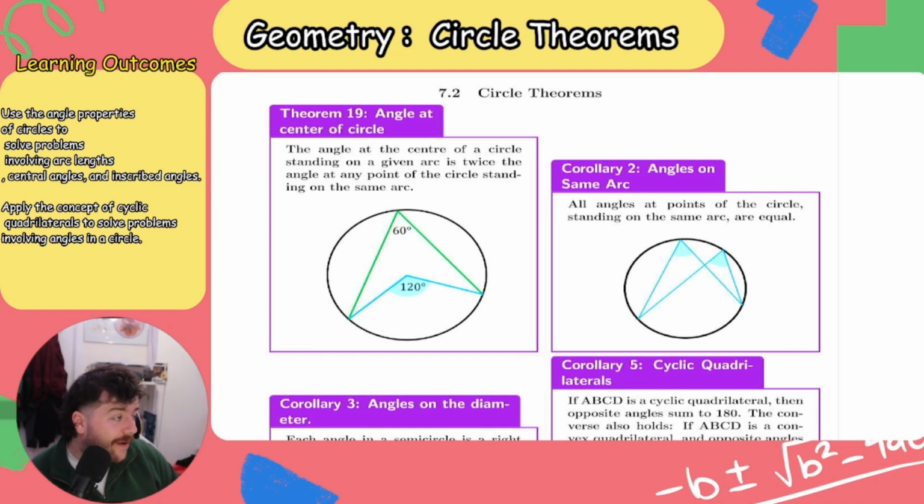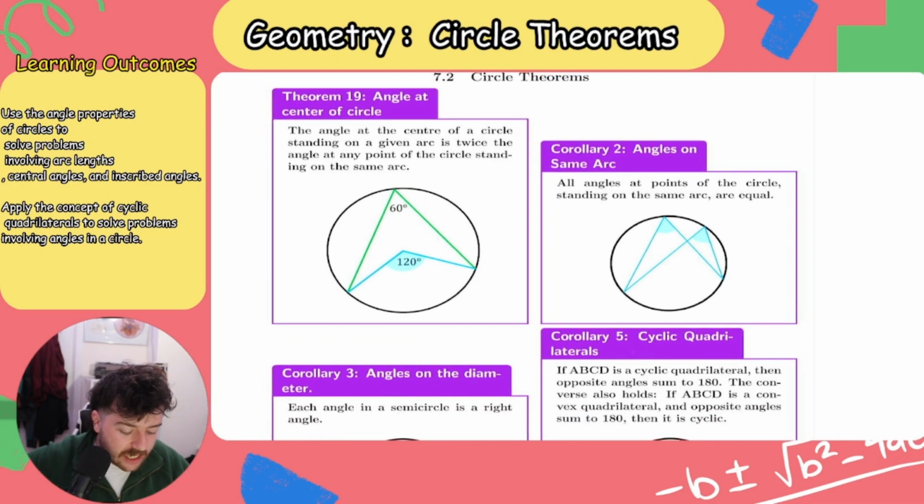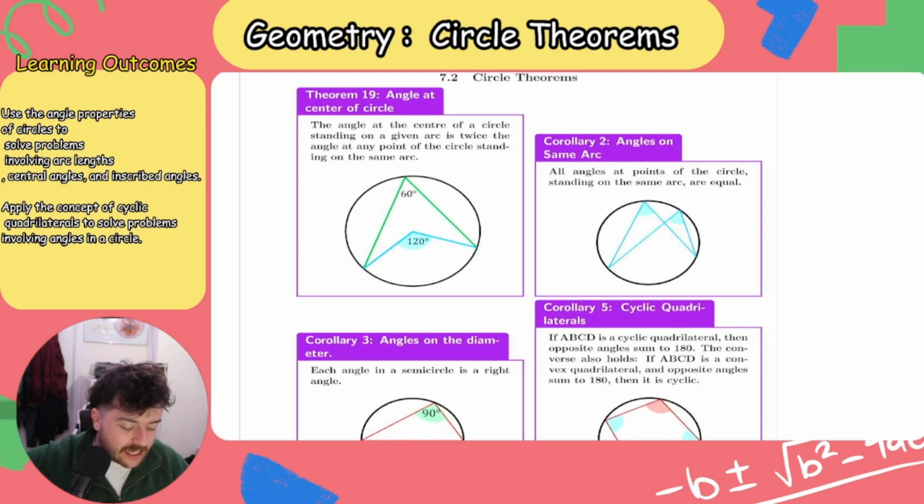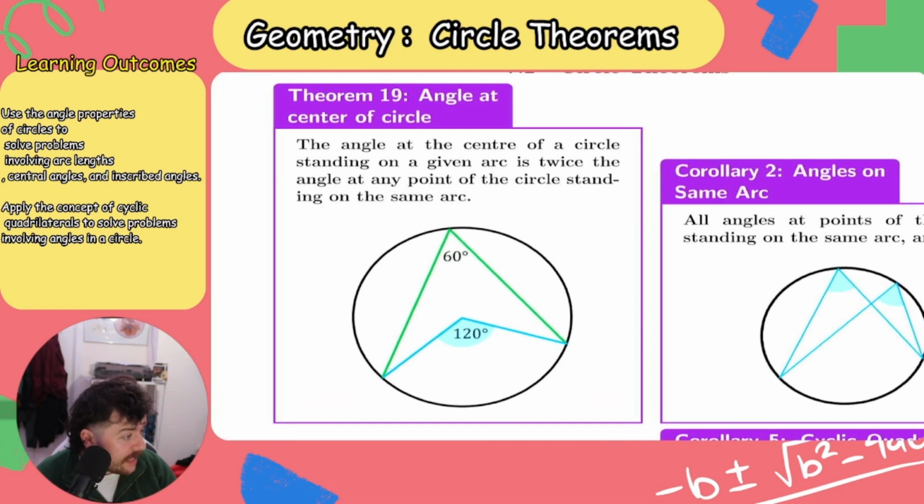Hello everyone. Okay, so in today's video we are going to be going over circle theorems. These are key theorems in the geometry chapter. Theorem 19 is the angle at the center of a circle, and then we have three corollaries that follow from this theorem. Let me name this theorem first, and I'll show you bits on GeoGebra and then we'll answer some questions.